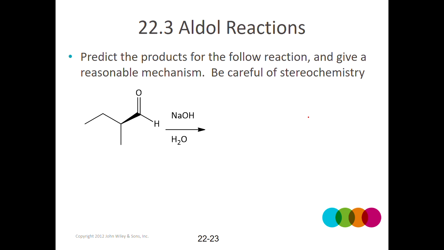All right, so let's try to predict the outcome of this reaction. So what we have here is an aldehyde, so it should undergo an Aldol reaction relatively easily. And I have only one alpha proton to remove, so I'd expect the hydroxide to pick that off, form an enolate.